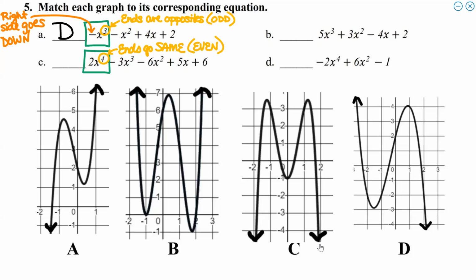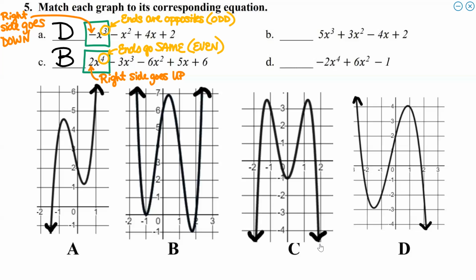How am I going to narrow it down further than that? Leading coefficient right here. It's positive. So this tells me what? Right side goes up. So that means it goes with which graph? Graph B.